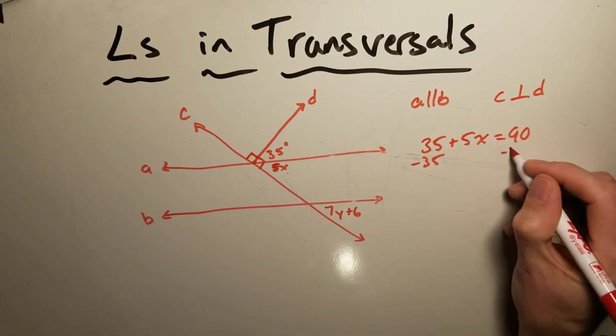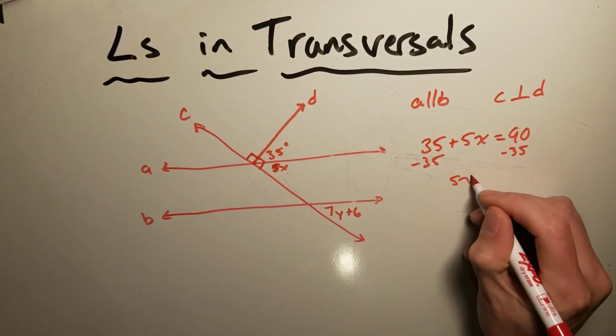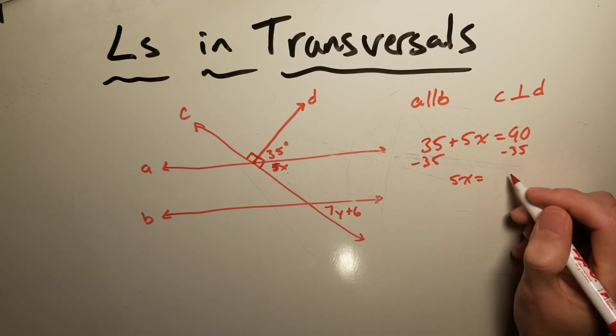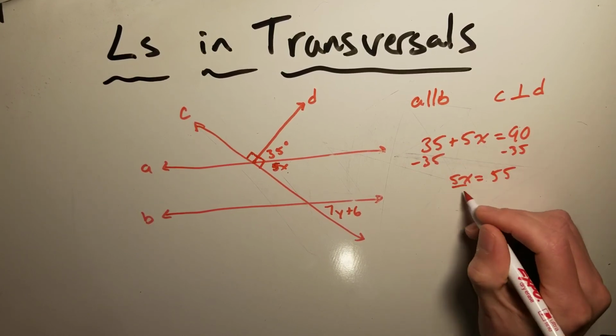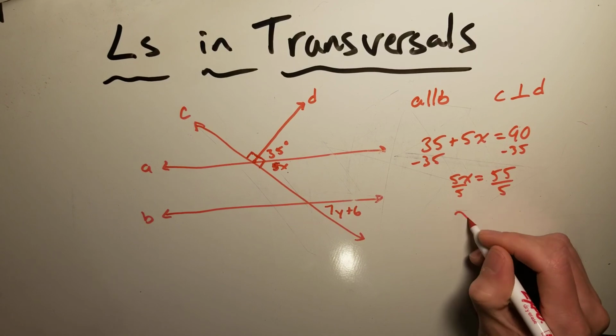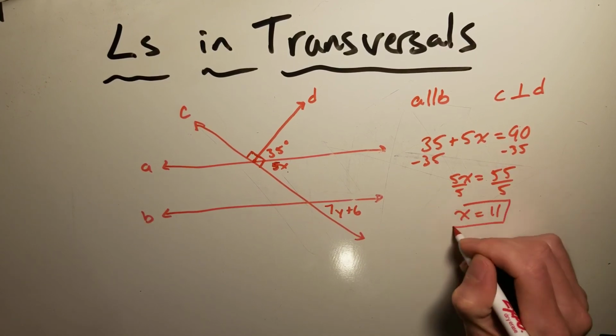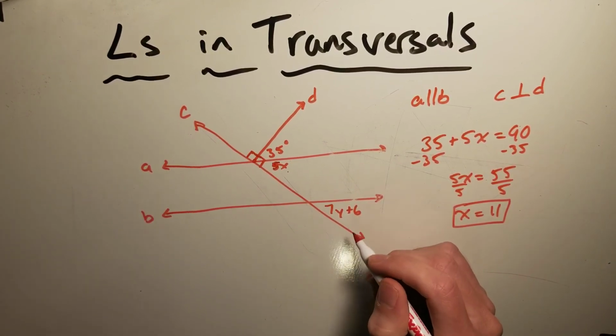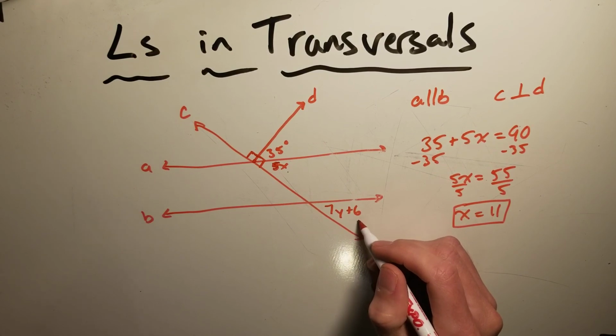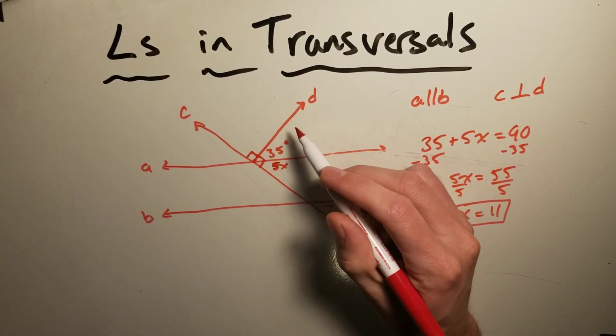Subtract your 35, subtract your 35. 5x should equal, well, when you subtract, you get 55. Divide by 5. So x should equal 11. But now we need to find the 7y plus 6. And now here's where you want to ignore that D.